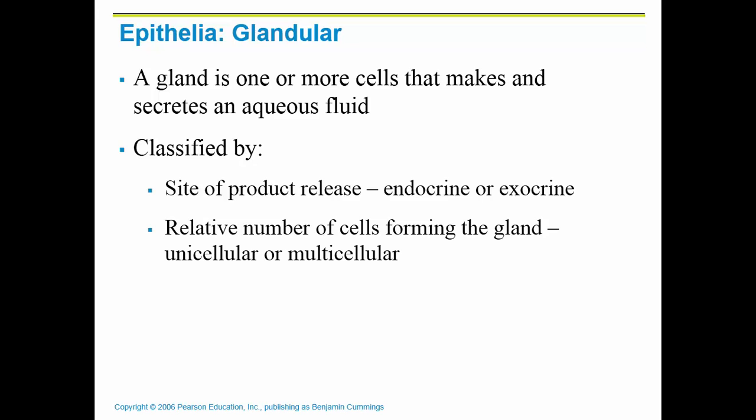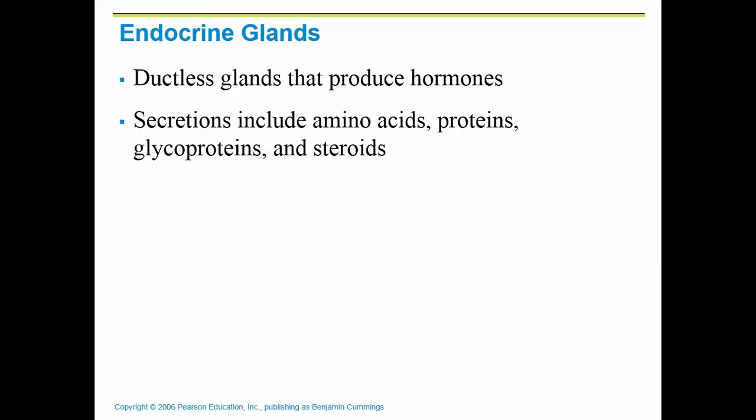So we have endocrine or exocrine glands, like I said, and the relative number of cells forming a gland, whether they're unicellular or multicellular. Endocrine glands that are part of the endocrine system are ductless glands. And so ductless glands, instead of secreting whatever they're secreting through a duct onto a body surface, they don't have a duct. So they're just secreting their product right outside of the gland itself.